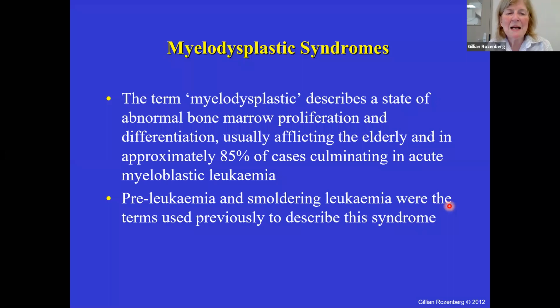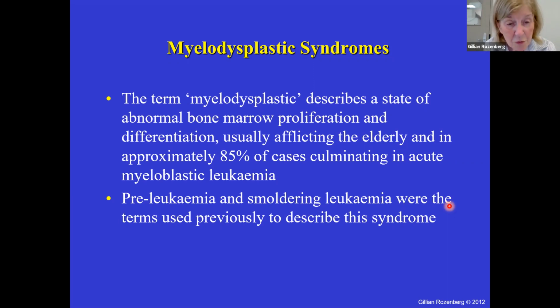So the term myelodysplastic syndrome describes a state of abnormal bone marrow proliferation and differentiation, usually afflicting the elderly and in approximately 85% of cases culminating in acute myeloblastic leukemia. Pre-leukemia and smoldering leukemia were the terms used to describe this syndrome.